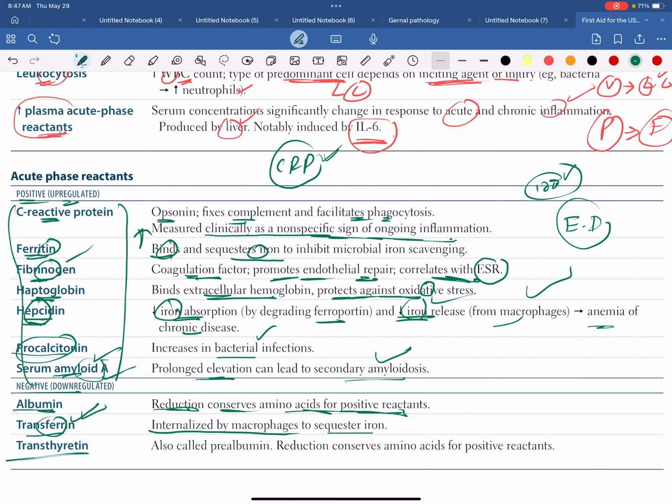Then after that, we have the transthyretin. It is also called pre-albumin. A reduction conserves the amino acids for positive reactants. So it means the albumin or the transthyretin, these are proteins, and proteins are made up of amino acids. So if you are going to decrease the albumin or transthyretin, it means you are going to make less protein, and if you make less protein, you are utilizing fewer amino acids. So if you utilize these amino acids less for inflammation, these amino acids can be used later on for positive reactants.